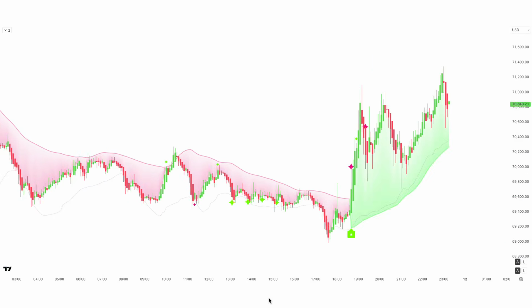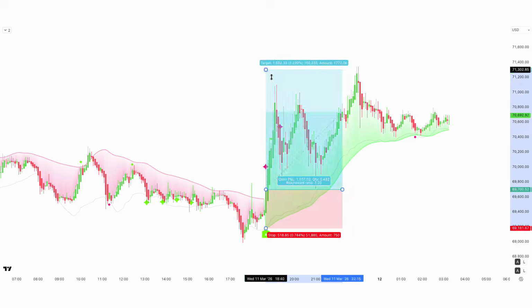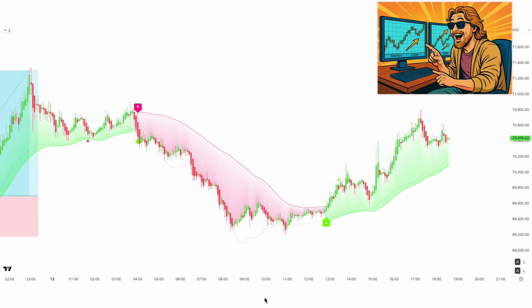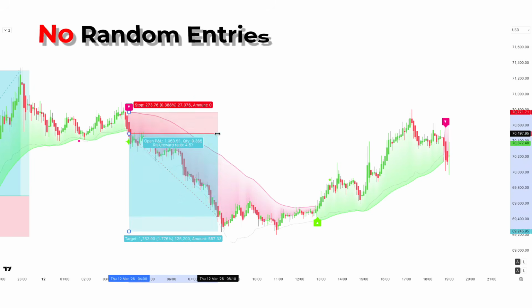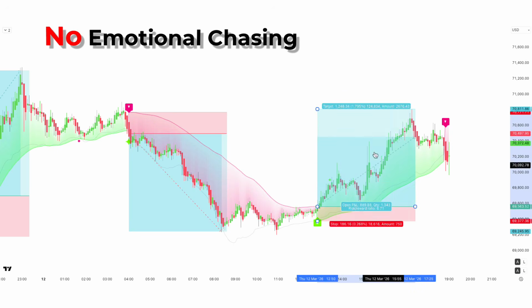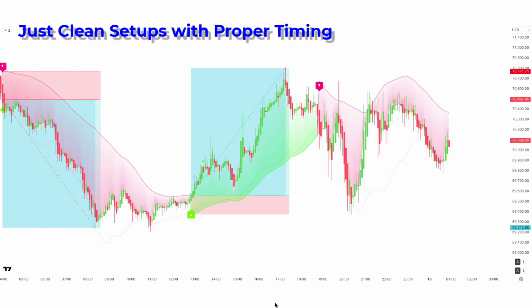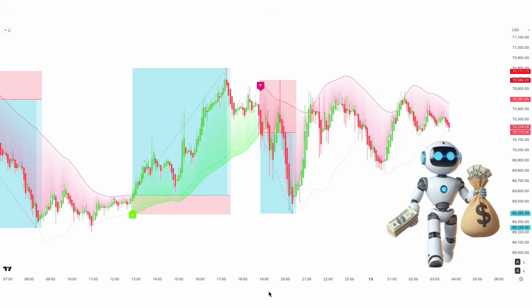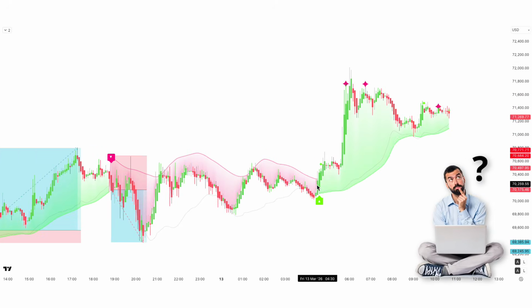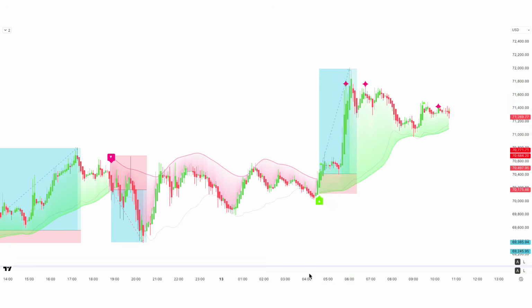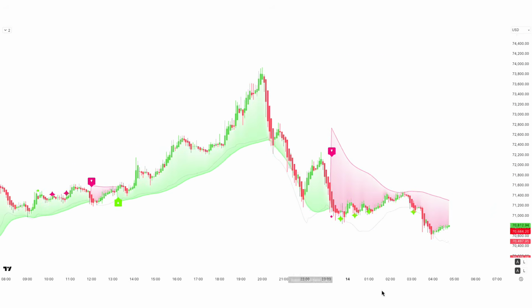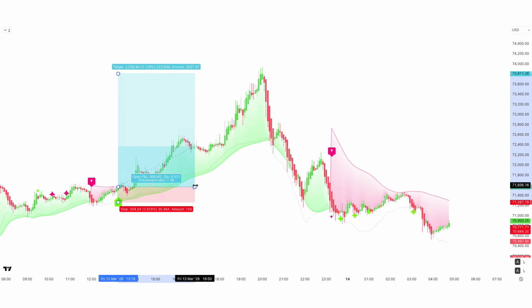This system doesn't force trades. It waits. It studies momentum, trend direction, and reversal zones before giving confirmation. No random entries. No emotional chasing. Just clean setups with proper timing. That's what makes this trend sniper system powerful. Its best feature? It keeps you away from unnecessary trades. And in trading, avoiding bad trades is just as important as catching good ones.